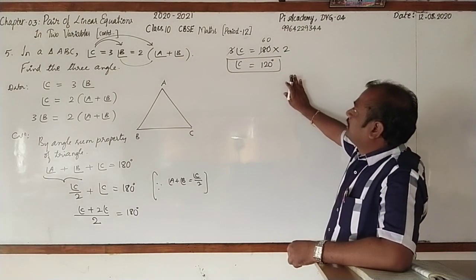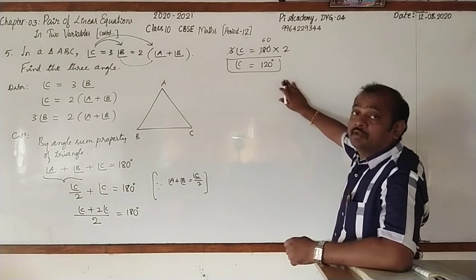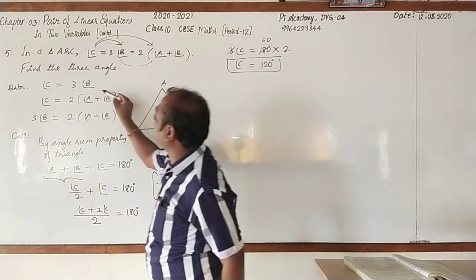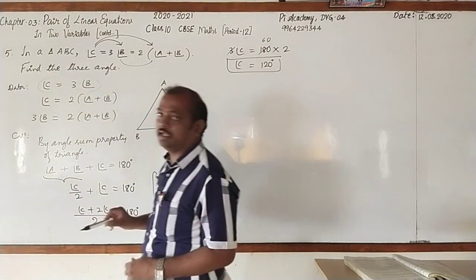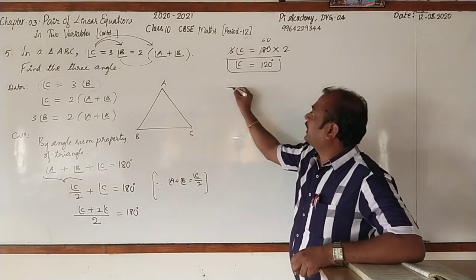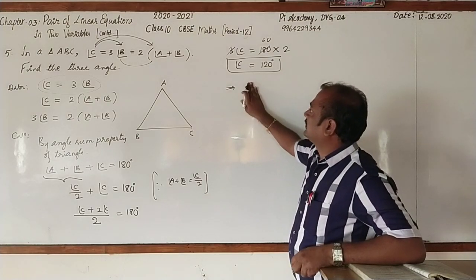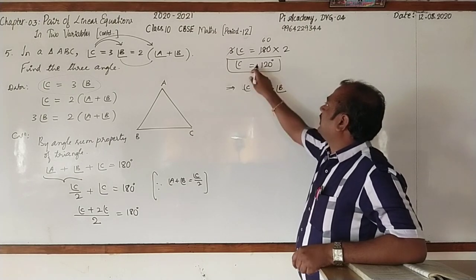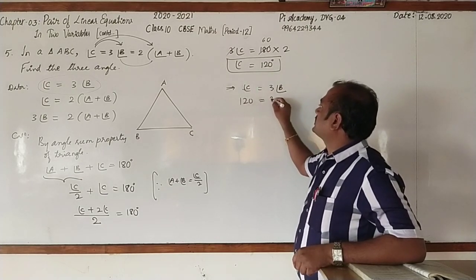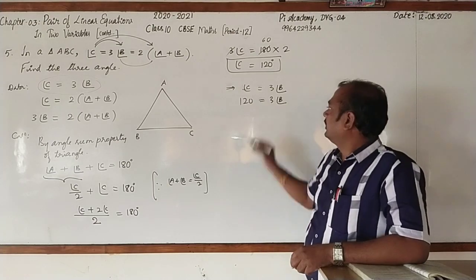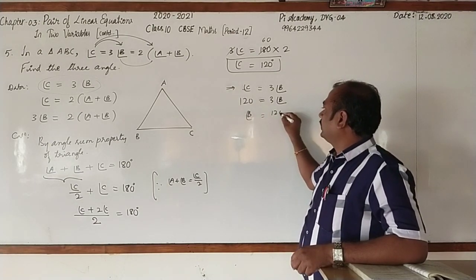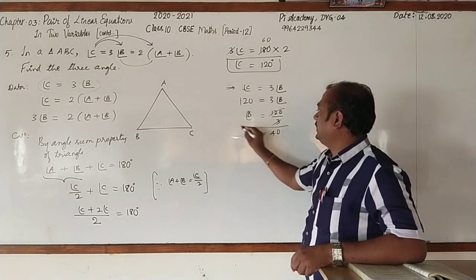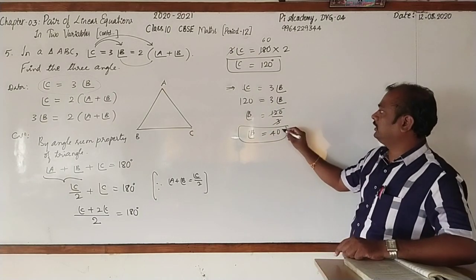Clear? Now we have angle C. Then we should find out angles A and B. Let's take this statement. We know that angle C is 3 times angle B, and its value is 120 degrees. So 120 is equal to 3 times angle B. Now cancel it. B is equal to 120 by 3. 3 ones are 3, 3 fours are 12, zeros are 0. Angle B is equal to 40 degrees.